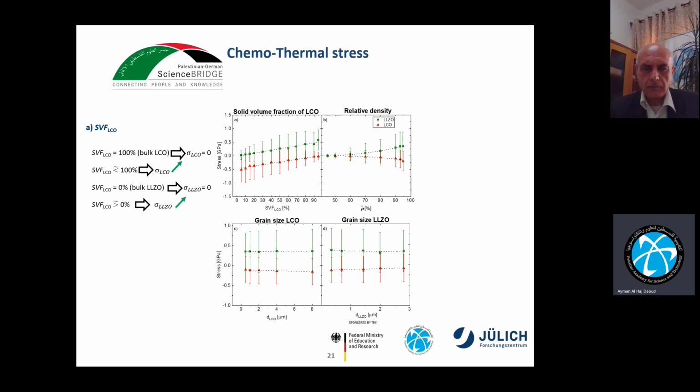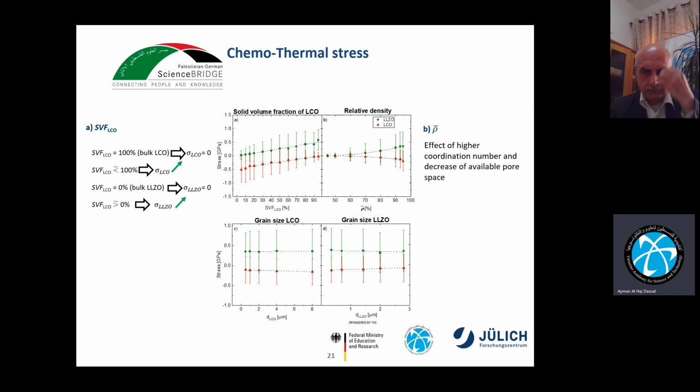The other way around, when we have zero solid volume fraction of LCO, that means there is no LCO in the system, no expansion. That means we have only LLZO, which means that there will be zero stress on LLZO. But when we start to have a presence of LCO in the system, that means the expansion will start to occur, which in return will apply stress on LLZO. That's why the stress will start to increase.